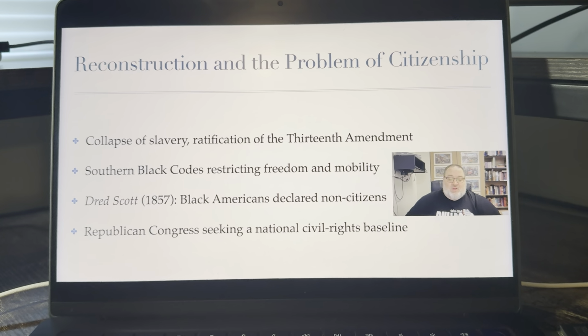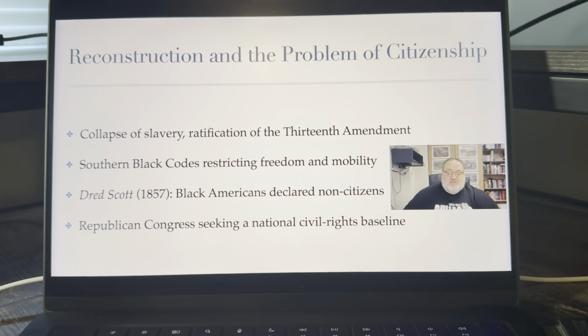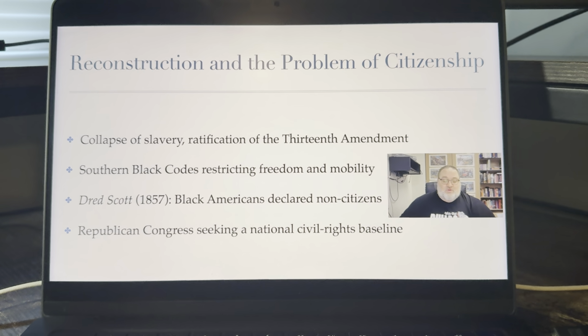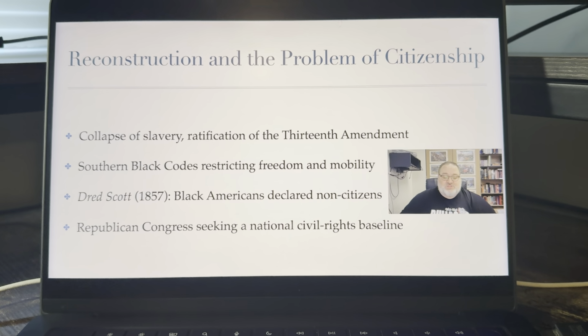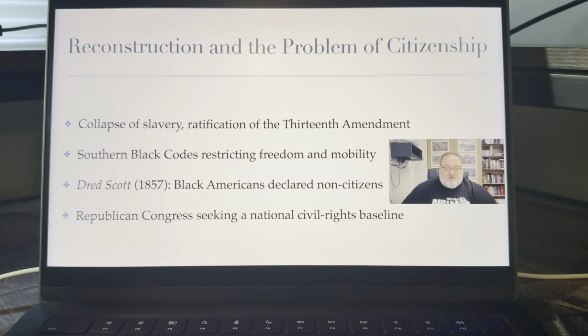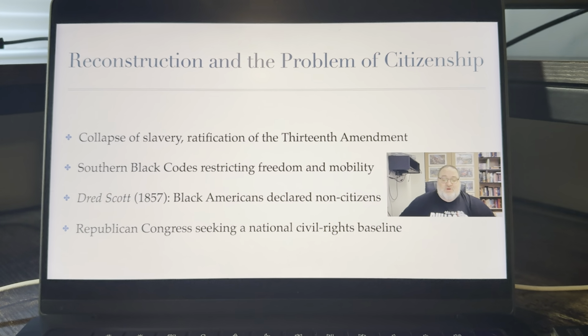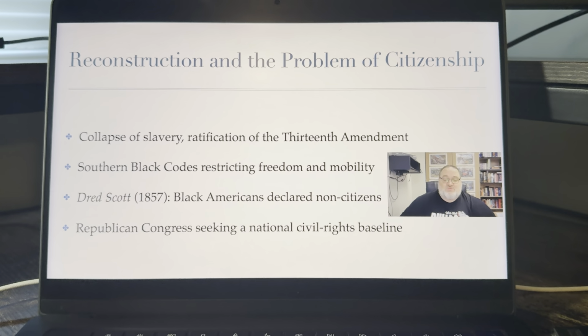So, Republican lawmakers in the 39th Congress are facing a dual problem. First, how to block the black codes and protect free people from being pushed back towards slavery in all but name. Second, how to define citizenship and civil rights nationally, instead of leaving it to the states that are openly hostile to black freedom. The Civil Rights Act of 1866 is their first major experiment in solving those problems through federal statute.